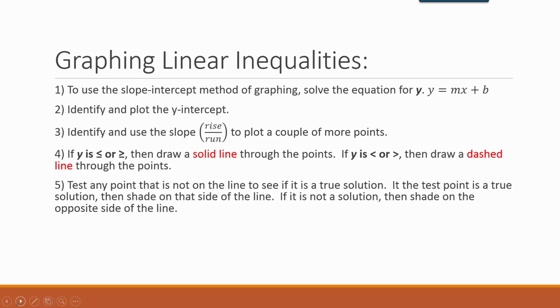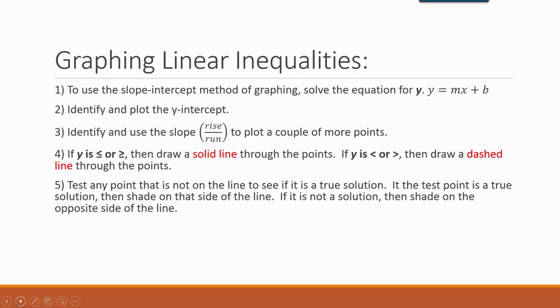Now, to determine which side of the line to shade on, we pick a test point. We pick a point, plug it in our inequality to see if it makes a true statement or not. If it makes a true statement, then everything on the side of that point is also true. That would be the side that we shade on. However, if I plug in that test point and it makes a false statement, then none of the points on the side of the test point are true. All the points on the opposite side of the line would be our solutions, and we would shade on that side of the line.